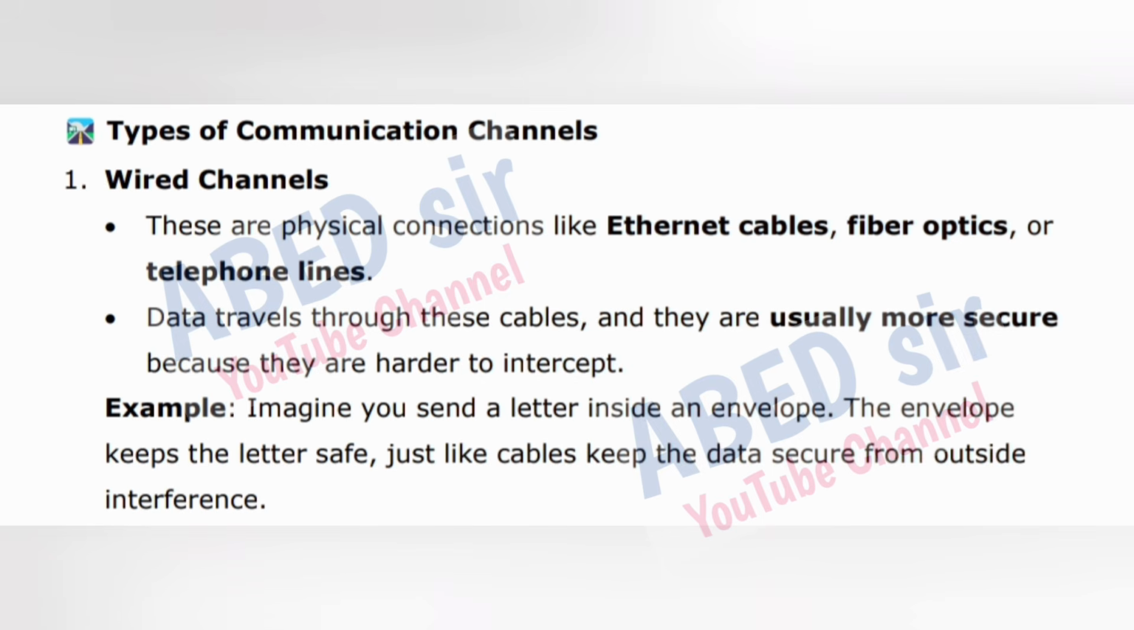Types of communication channels. 1. Wired channels. These are physical connections like Ethernet cables, fiber optics, or telephone lines. Data travels through these cables, and they are usually more secure because they are harder to intercept. Example, imagine you send a letter inside an envelope. The envelope keeps the letter safe, just like cables keep the data secure from outside interference.